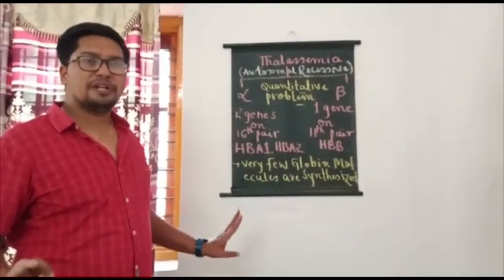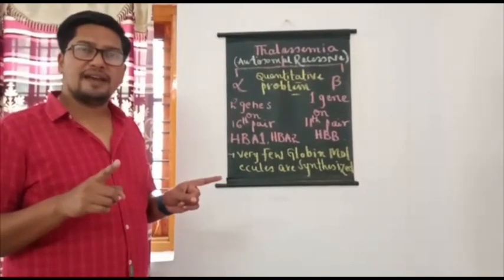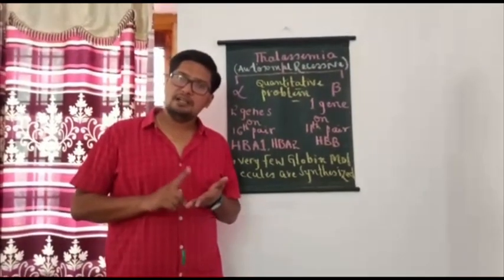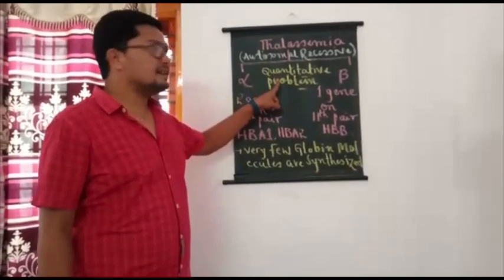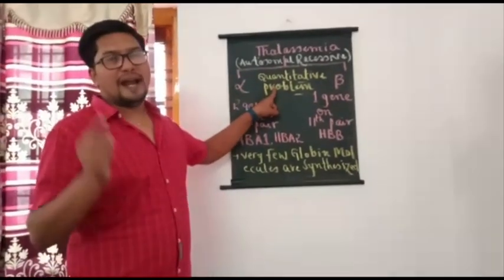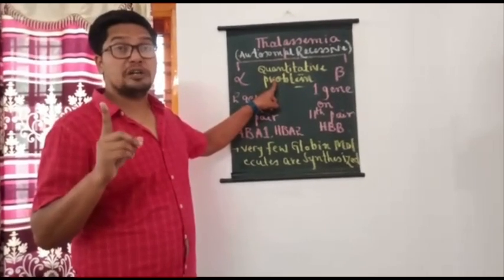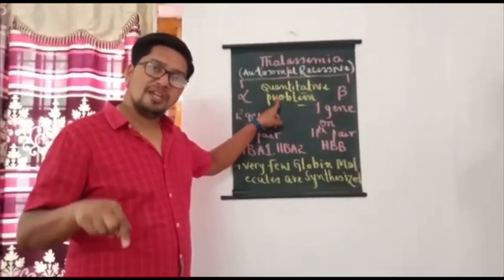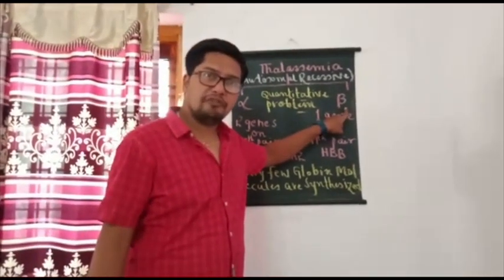So students should remember the two important differences between sickle cell anemia and thalassemia. Sickle cell anemia is a qualitative problem, whereas thalassemia is a quantitative problem. And in sickle cell anemia, the problem lies only in the beta chain of the hemoglobin molecule. But in thalassemia, the problem may be in the alpha chain or the beta chain of hemoglobin.